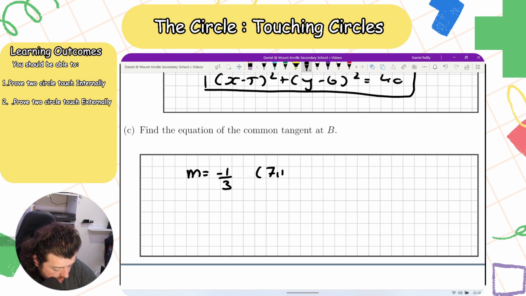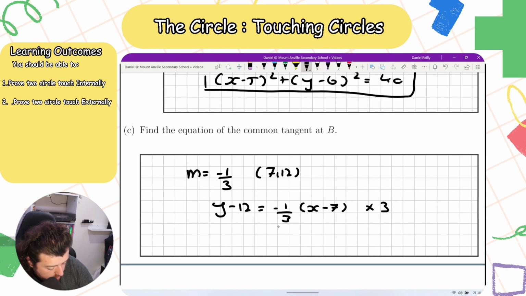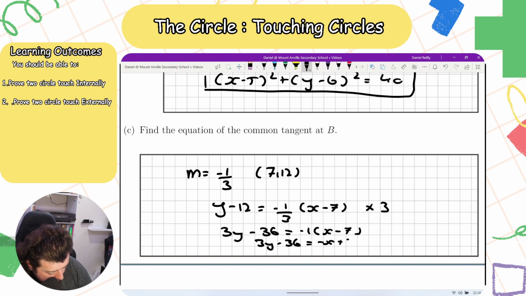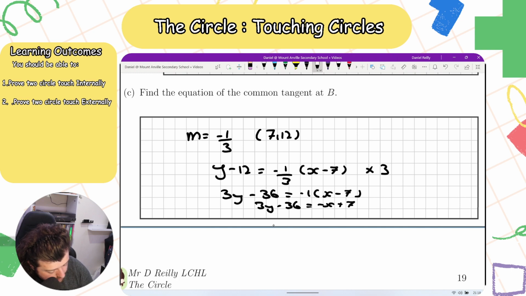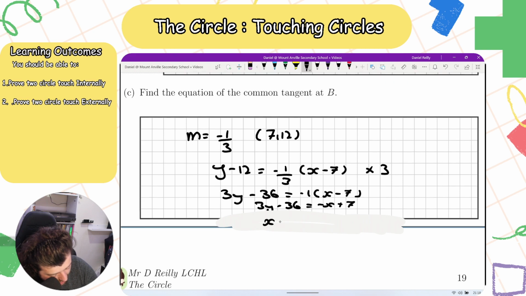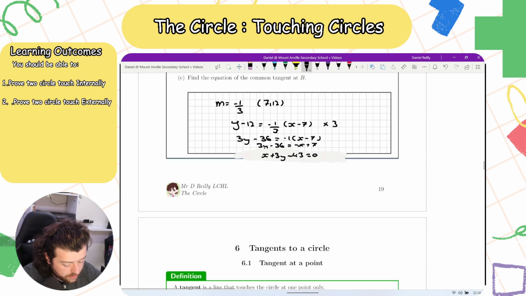And my point is (7, 12). So y minus 12 is equal to minus 1/3 times (x minus 7), multiplied across by 3. 3y minus 36 is equal to minus 1 times (x minus 7). 3y minus 36 is equal to minus x plus 7. And then I'm going to get x plus 3y minus 36, and then bringing 7 over, minus 7, that's minus 43 is equal to 0. And that's the equation of the common tangent there.